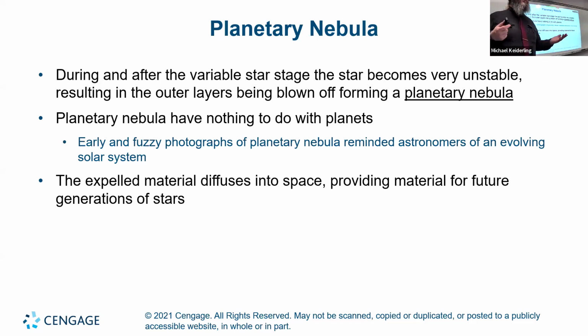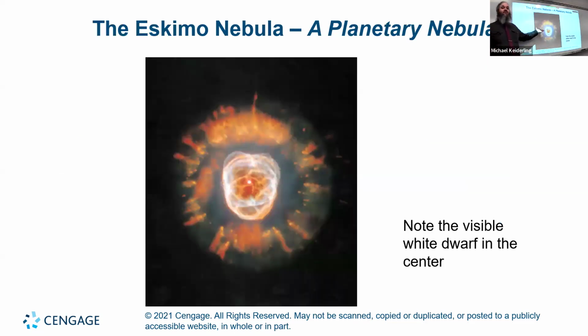Planetary nebulae don't last very long. And this provides material for future generations. So here's an example of a planetary nebula, the Eskimo Nebula. And in the center, you can see the white dwarf, which is the core of the star, while this all is the outer layers that were blown off.